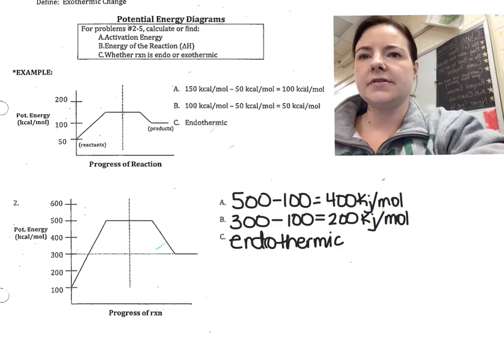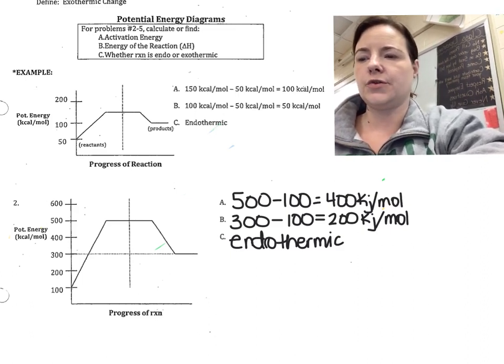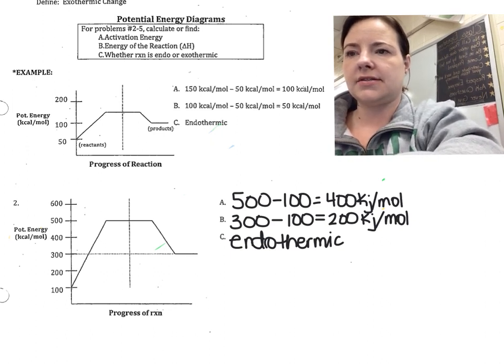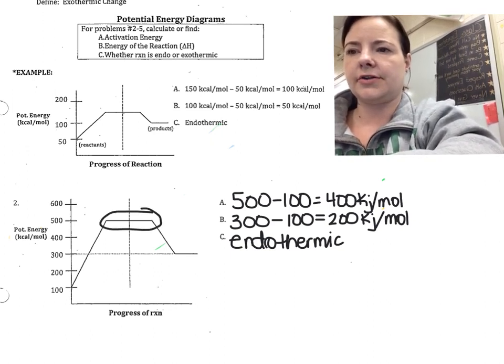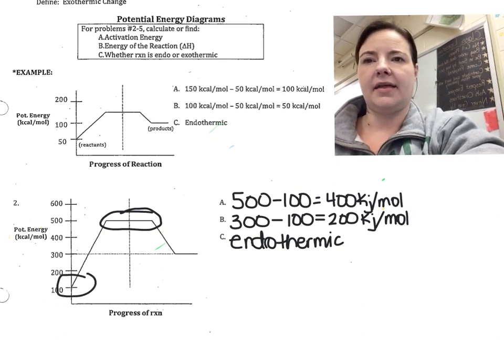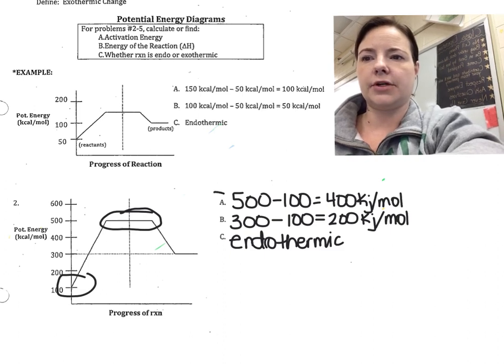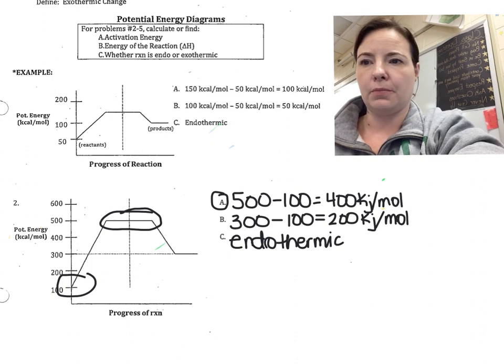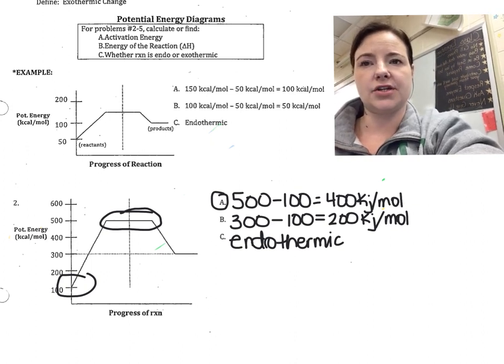All right, so here's the answers to the first one. You should be taking 500, which is the activation energy up here, and subtracting the energy that you began with, the reactants, and that would be 500 minus 400, or 100, and that would be 100 kilojoules per mole. That's how you get activation energy.